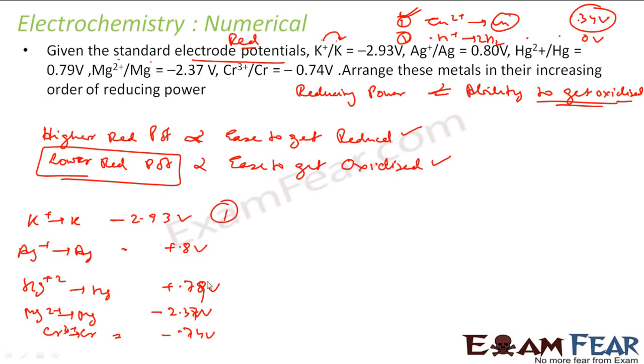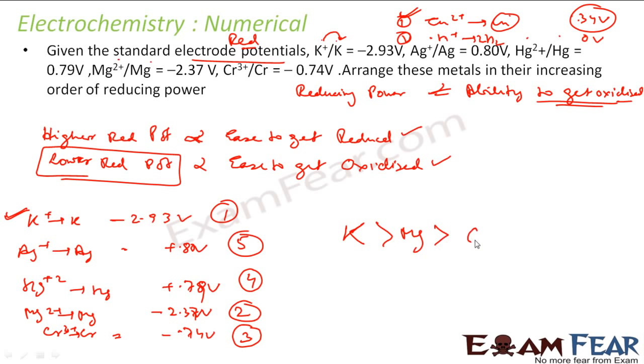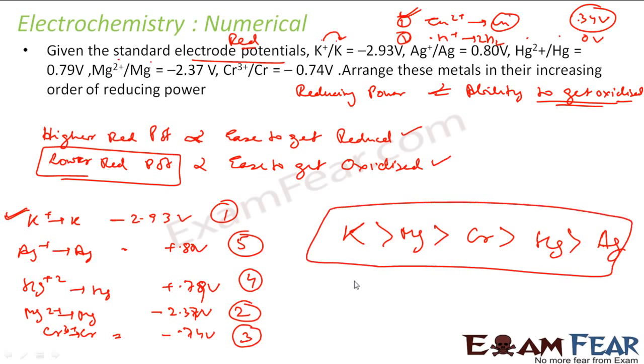What is the second value? Second least is this one. What is the third value? Third is this negative value, and all the rest are positive. So fourth will be plus 0.79 and then only plus 0.80. This is the order. This K will have the highest reducing power, and then this, then chromium, then Hg, mercury, and then silver. This is the order.